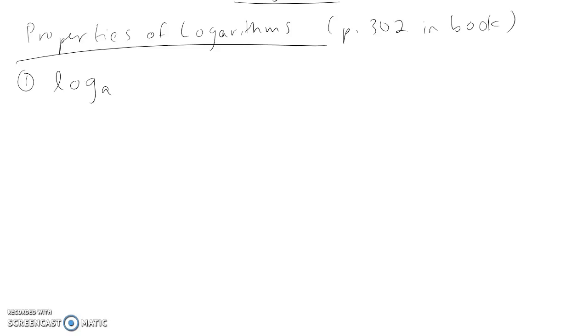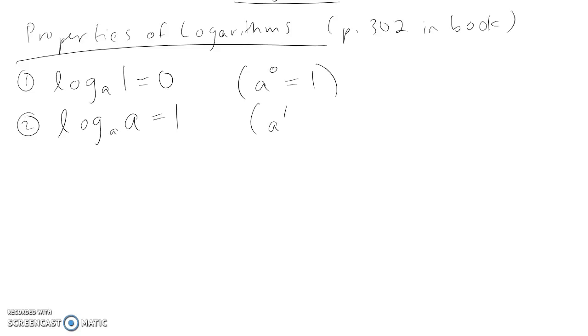Okay, the first property is that the log of 1 in any base is equal to 0. Why is that? Well, if we take a and raise it to the exponent 0, remember the log is the exponent, any base to the 0 exponent is equal to 1. The second property, log base a of a equals 1. Why is that? Well, the log is the exponent, and a to the first is equal to a.